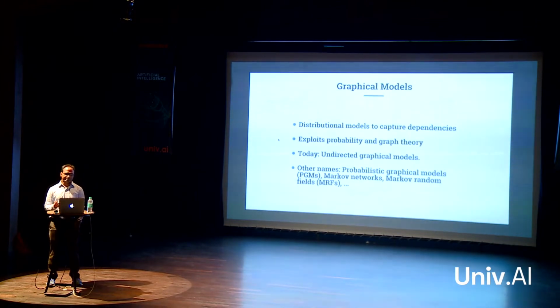This area actually has its origins independently in many different fields. It shows up in social sciences long ago. It shows up in statistical physics. It shows up in statistics, and in machine learning, vision, and so on. As a result, there are also many names for it: probabilistic graphical models, Markov networks, Markov random fields, and so on. Today, I'll just use the term Markov random fields for the most part, and sometimes graphical models.